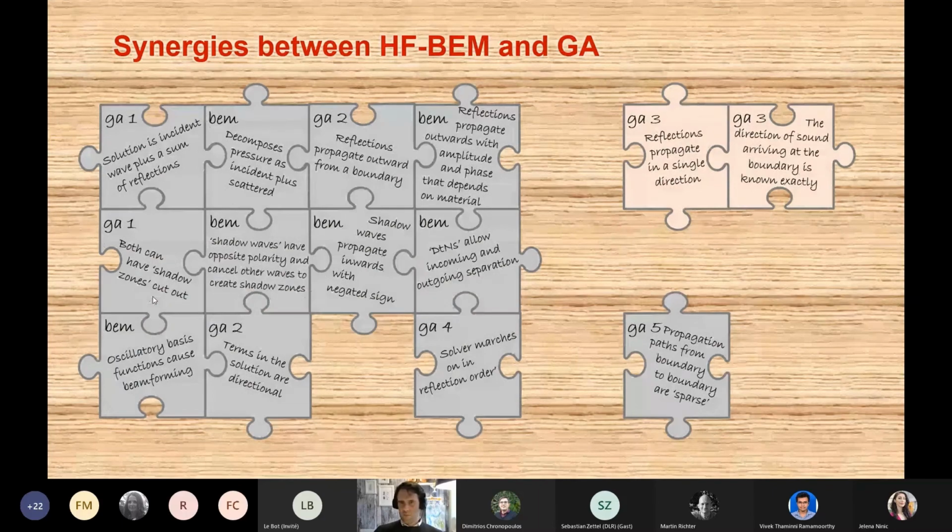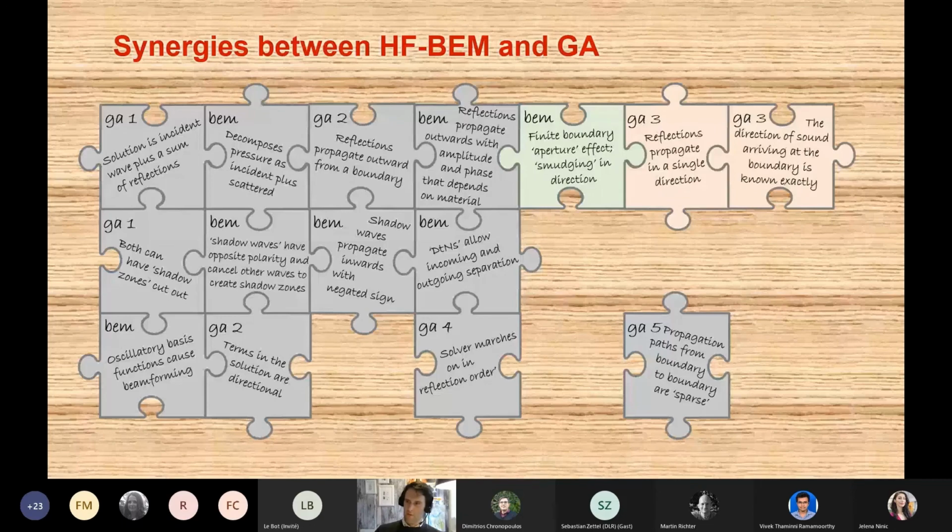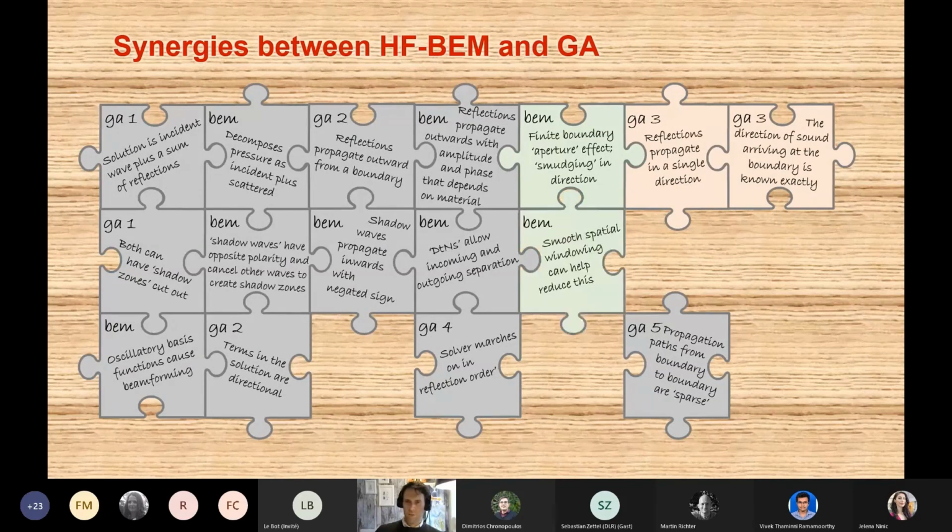So, last little bits. Reflections propagate in a single direction. Well, we kind of already saw that. Can the direction of sound arriving from the boundary be known exactly? Well, yes, it can, with a kind of microphone array analogy. But we see that the finite boundary aperture effect gives some smudging in direction, both in terms of what is radiated out and what is sensed in. We see that smooth spatial windowing can help this. And as we saw before, that can be written as a geometric term plus a correction term.